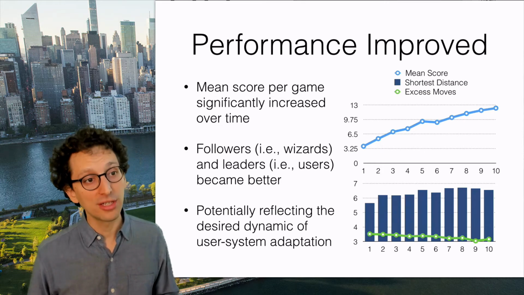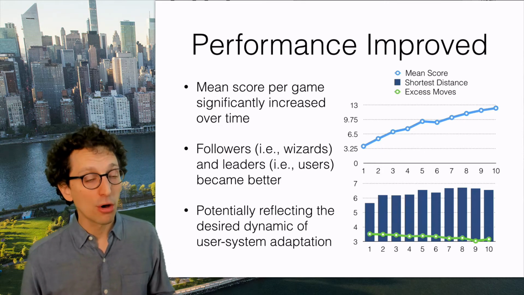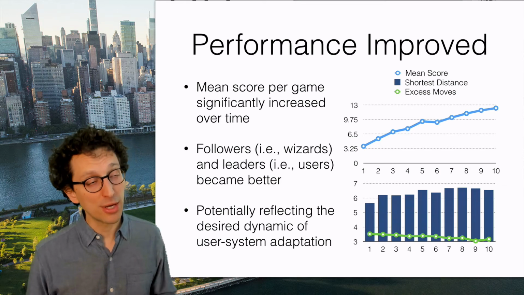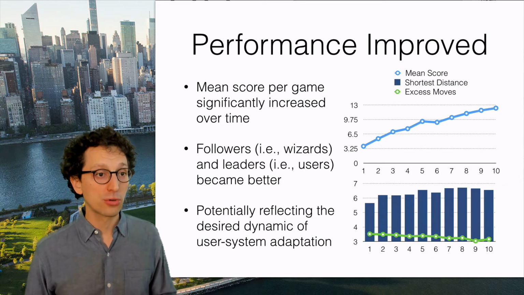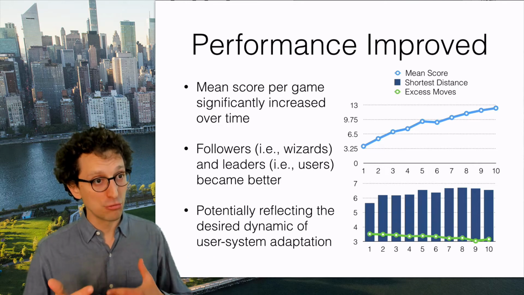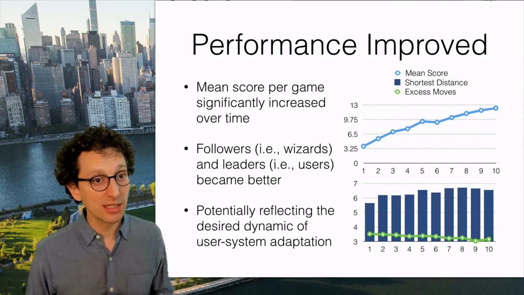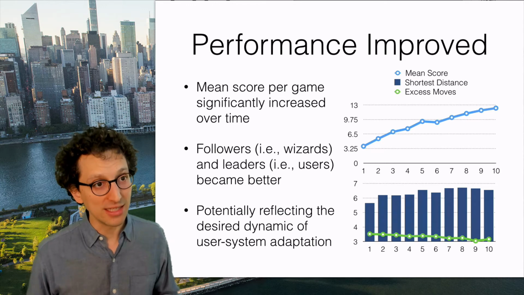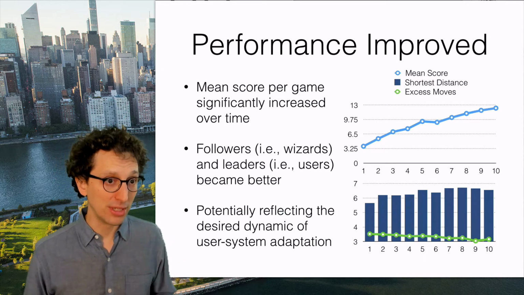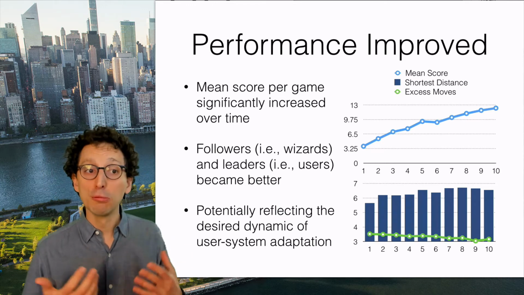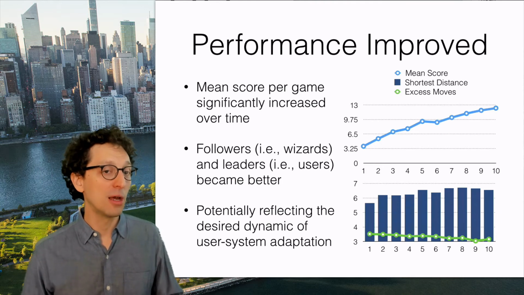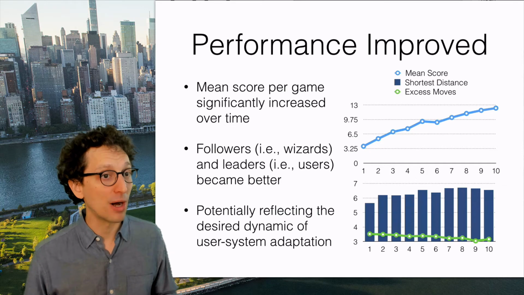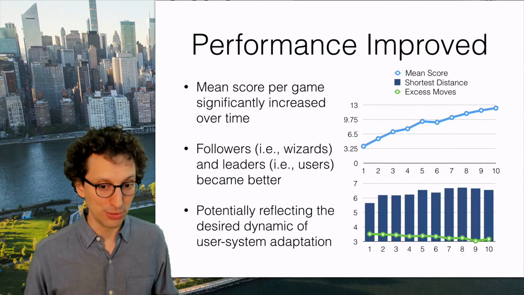And this potentially reflects the design dynamics that we expect in user-system adaptation. We would like users, as they use the system more, to get to know its abilities and what it can actually deliver, and to get better at operating it. This is what we see the leaders doing. And on the other hand, we would like our systems to adapt to users and execute what they want better over time. And this is what the followers are doing.